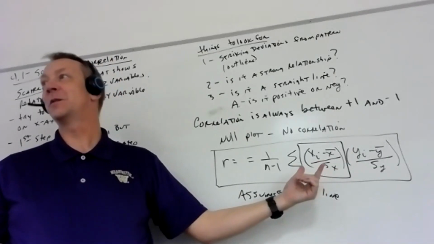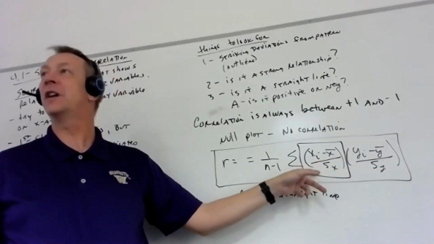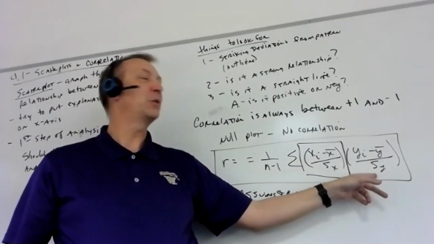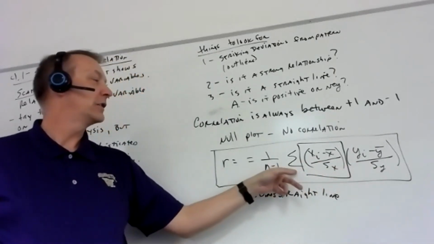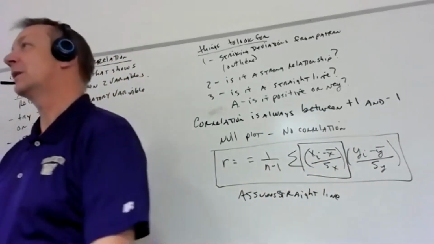It looks like the Z formula, that's what it is. So this is the Z formula for your X variable. This is the Z formula for your Y variable. This is the sum, and we're going to divide it by n minus 1, okay?